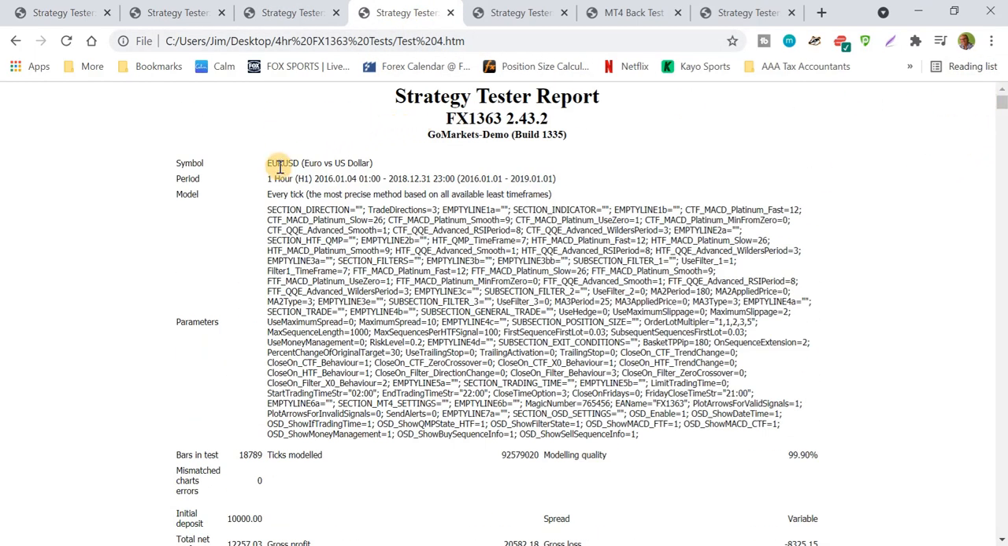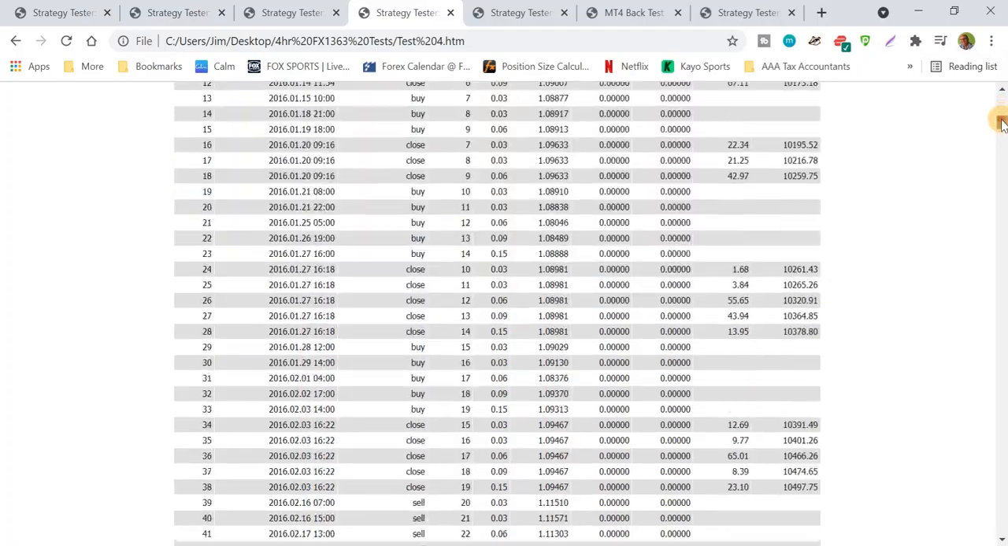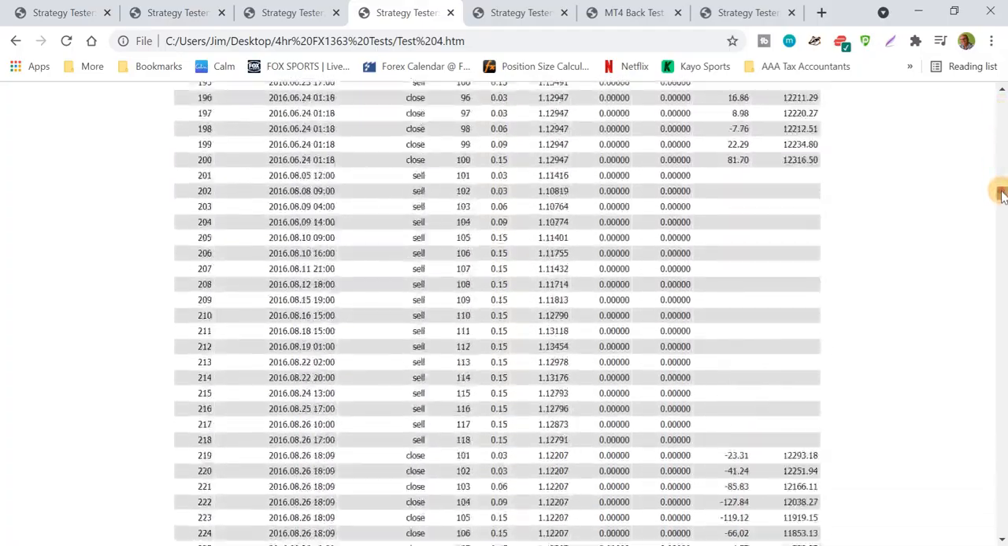And we have the Euro USD. Same settings, sound like a broken record, I know. Modeling quality, 99.9. Profit factor, 2.47. Good profit still, 542 trades. Big drawdown, 41, nearly 42%. That's the Euro. Again, all the trades are there, everything's there.